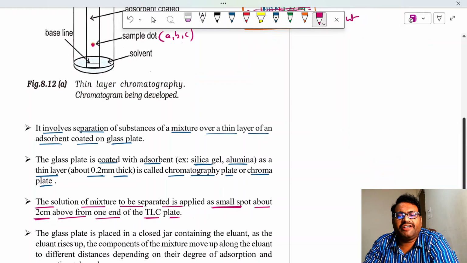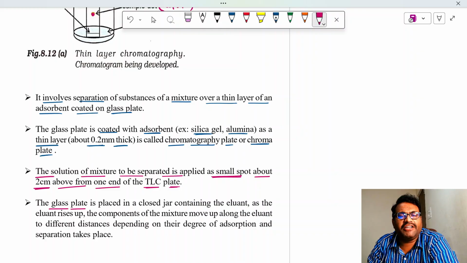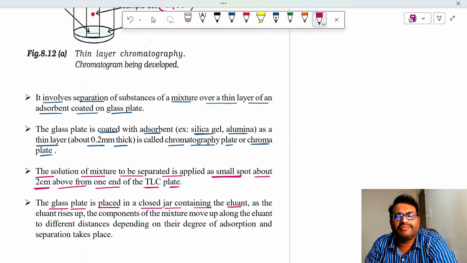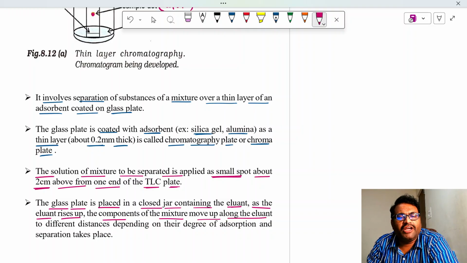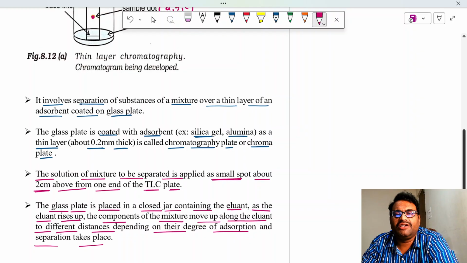Now what happens when it is placed? The glass plate is placed in a closed jar containing the solvent. Eluent is also called a solvent. As the eluent rises up, the components of the mixture move up along the eluent to different distances depending on their degree of adsorption, and separation takes place. This is what we have studied in adsorption.